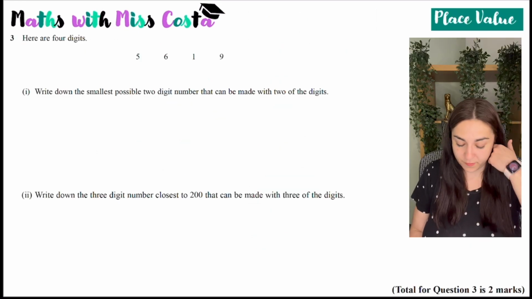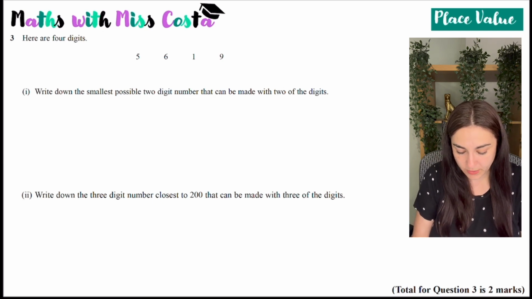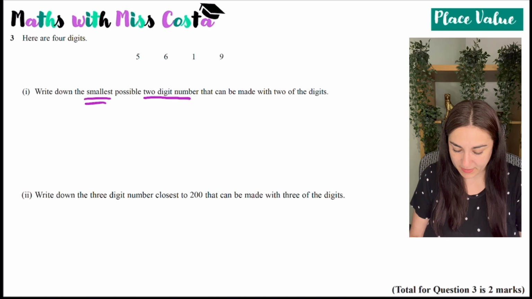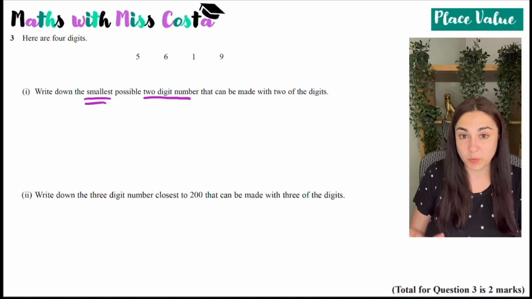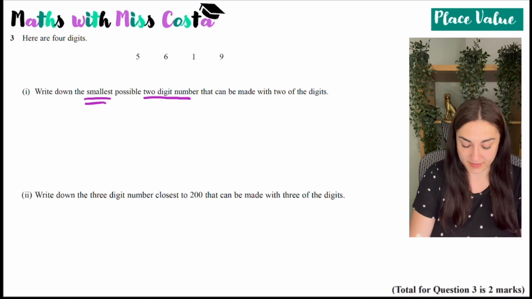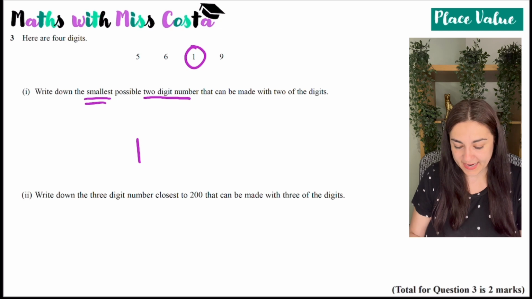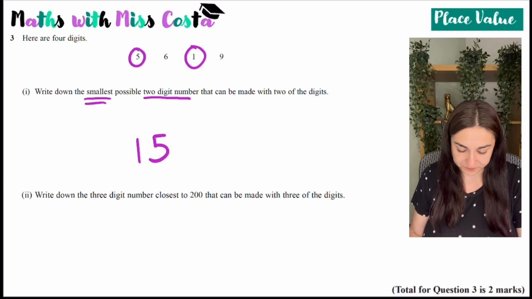So I'm told that here are 4 digits. Write down the smallest possible 2-digit number that can be made with 2 of the digits. So the smallest possible number, it's always your highest place value that you want to be the smallest. So 1, I'm going to put first, and then the next smallest digit is 5, so that would be 15.